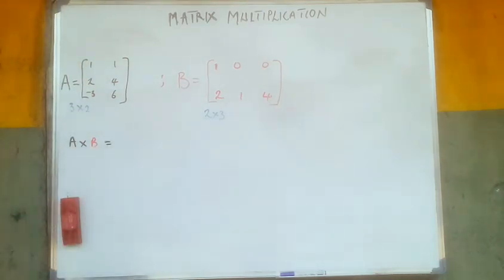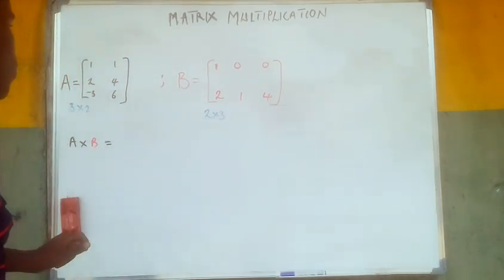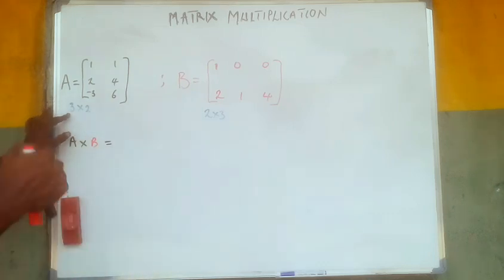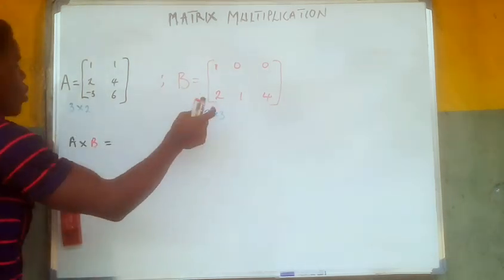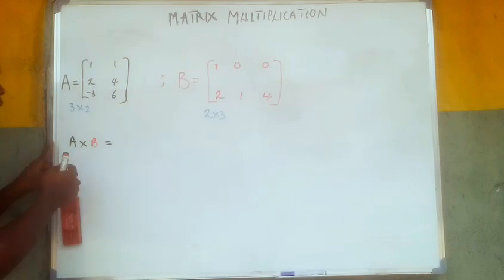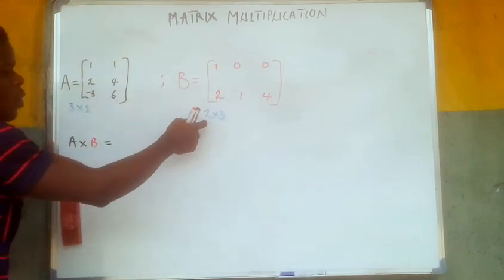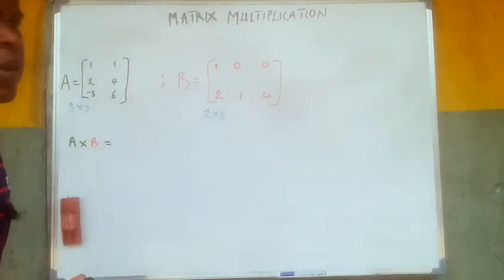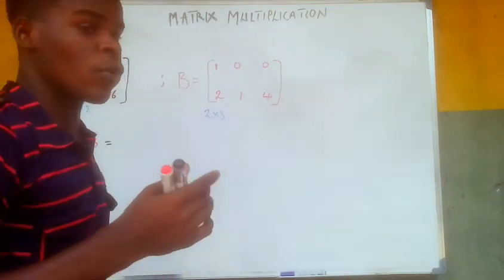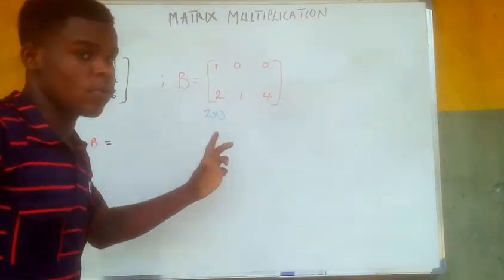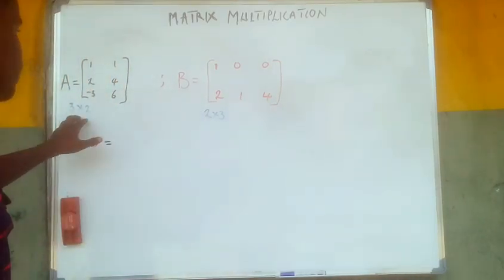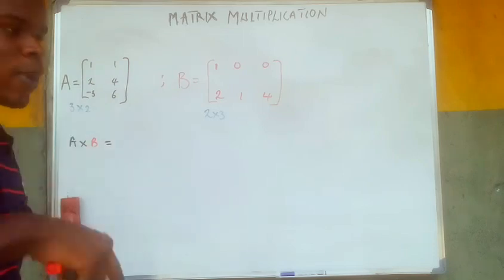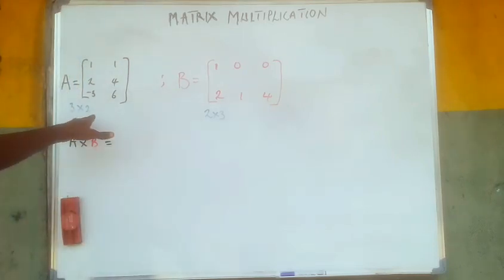Now take note, matrix multiplication is possible when the number of columns in the first matrix is equal to the number of rows in the second matrix. So for any square matrix, that is a matrix of same rows and same columns, it is possible because all of them are equal. Even a 3 by 4 matrix and a 4 by 3 matrix is still possible.